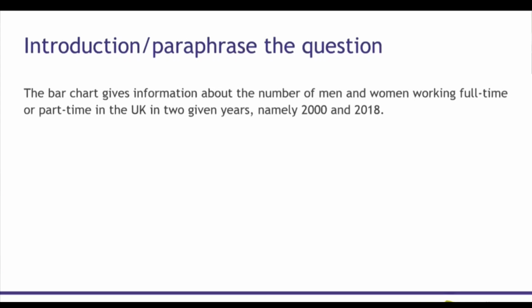So we need to think first about which words we think could be good to paraphrase. So I think potentially we want to find a new verb instead of gives information. Maybe the number of men and women, we could probably find a paraphrase for that section. And we could probably find also working full-time or part-time. We could think about paraphrasing other words as well, but let's concentrate on these for now.